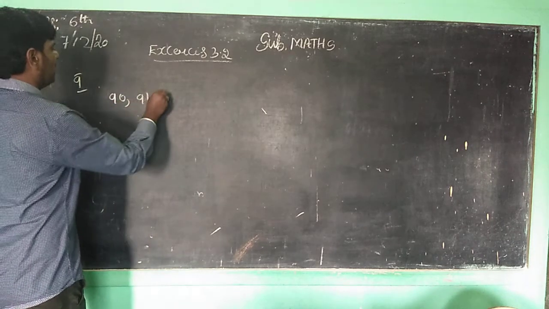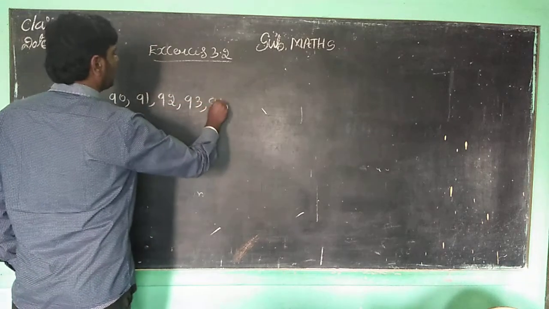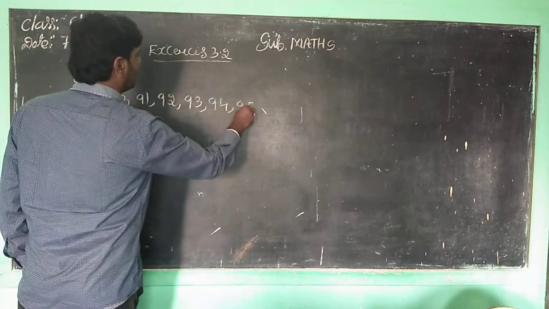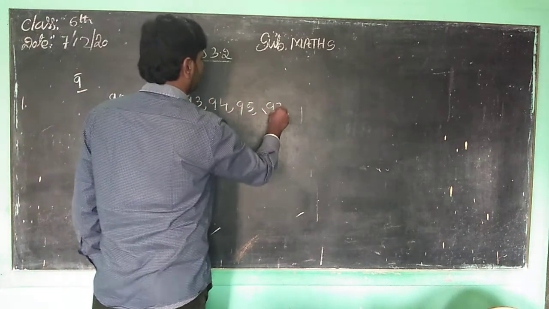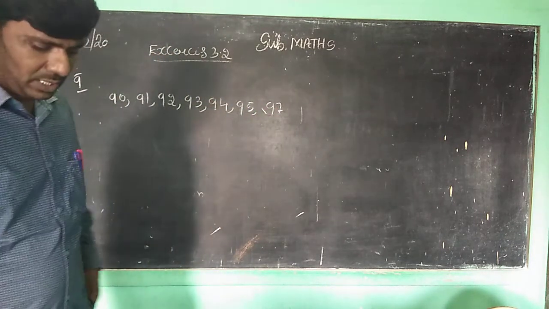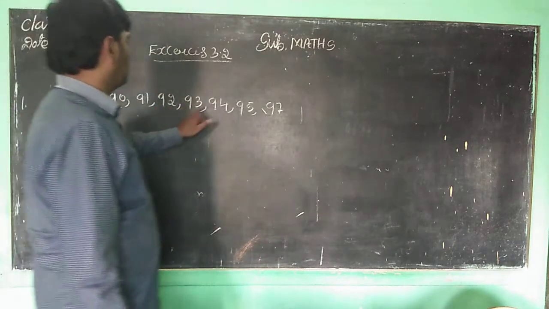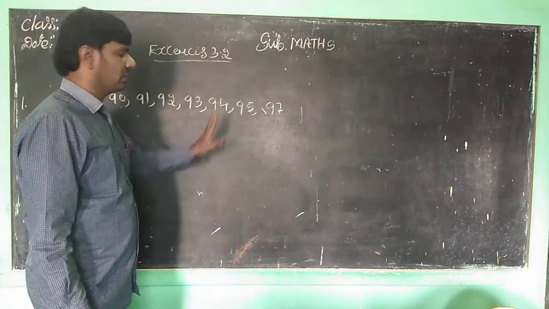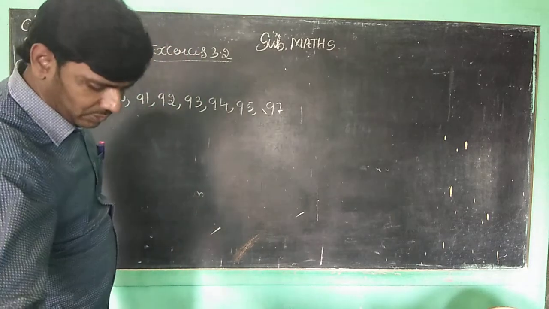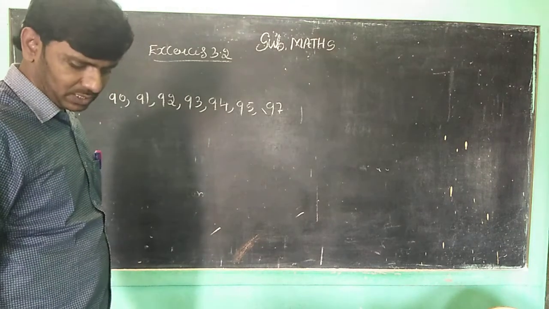Suppose we take 90, 91, 92, 93, 94 and 95. That is 1, 2, 3, 4, 5, 6 and 7. Correct children? These are consecutive numbers, 90, 91, 92, 93, 94, 95. See what children, now this one is also 7 consecutive numbers.